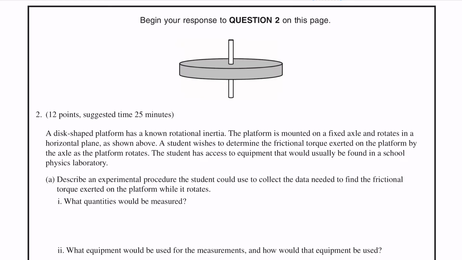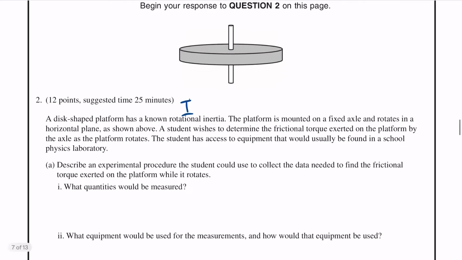A disc-shaped platform has a known rotational inertia. That's fantastic. So we know I. The platform is mounted on a fixed axle and rotates in a horizontal plane as shown above. A student wishes to determine the frictional torque exerted on the platform by the axle as the platform rotates. The student has access to equipment that would usually be found in a school physics laboratory.